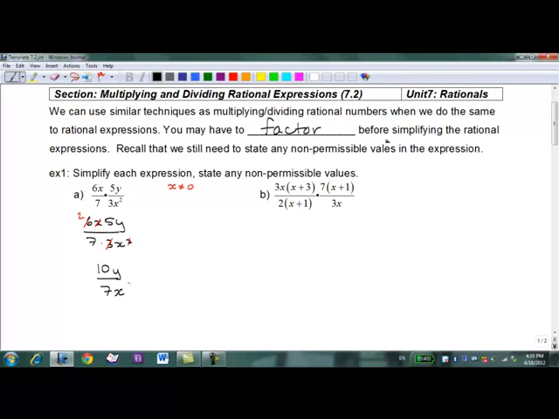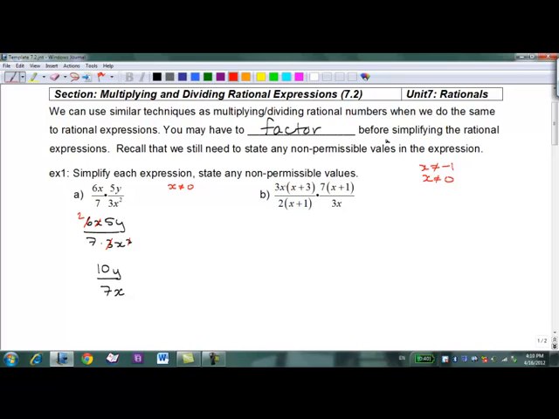In this case, make sure we have it all factored, make sure we have the pieces, the non-permissible values stated. So why don't you try B here, hit pause now and give B a crack. So non-permissible values would be x can't equal -1, that's from the 2x plus 1, and we also get that x can't equal 0, that's from the 3x in the denominator.